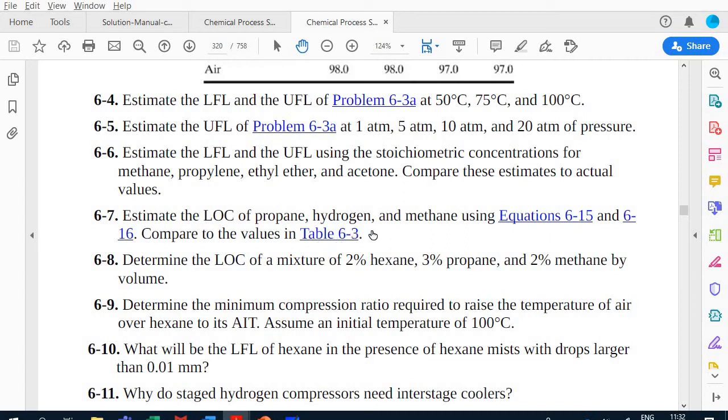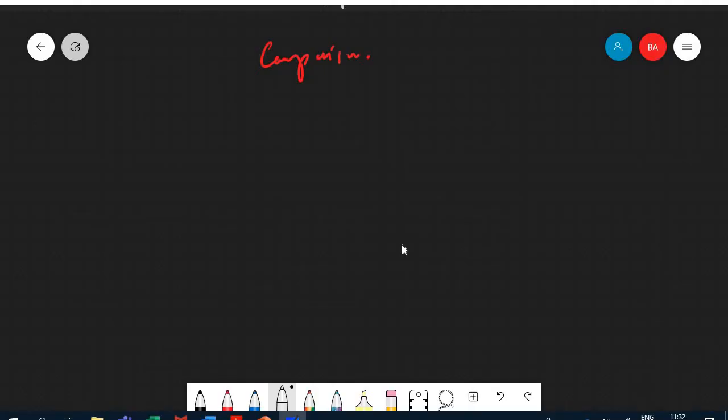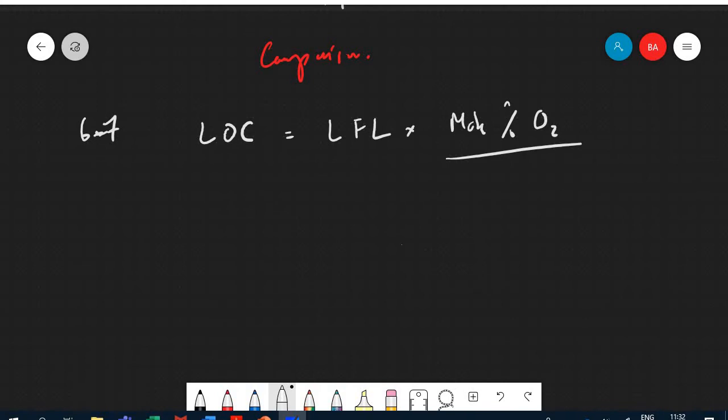Okay, so we are going to compare the values and say whether they are accurate or not. So, beautiful. What do I have here? I have problem 6.7, and it wants us to find LOC. What is LOC? LOC is equal to LFL times the mole percentage of O2 over the mole percentage of the fuel.